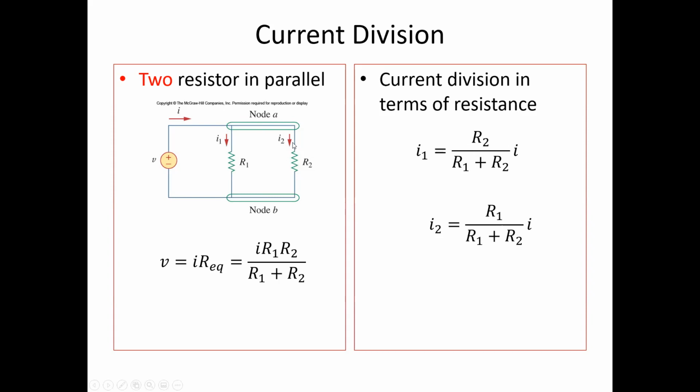While to get the branch current I2, you take R1 over the total resistance and multiply with the current.